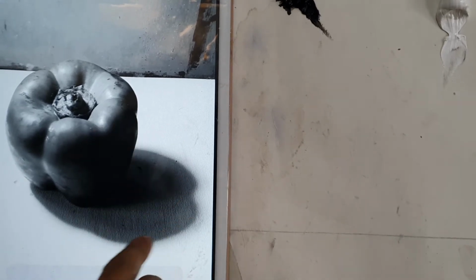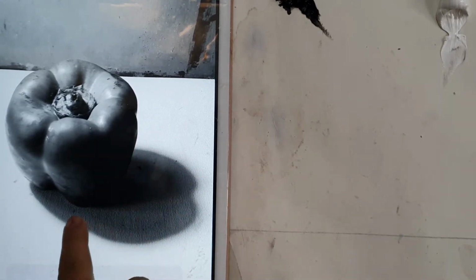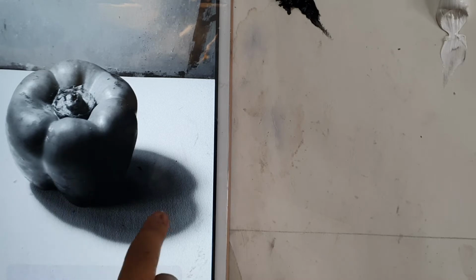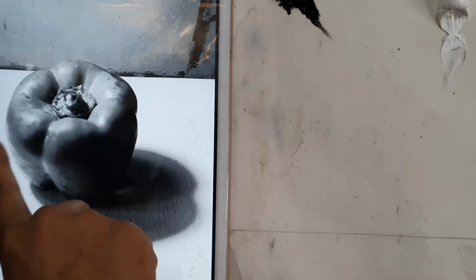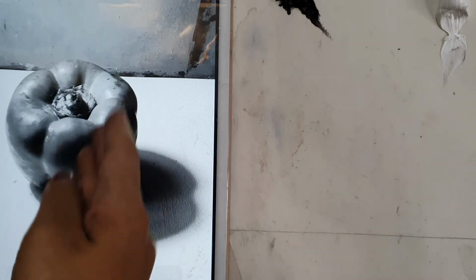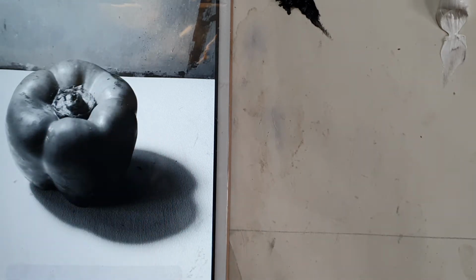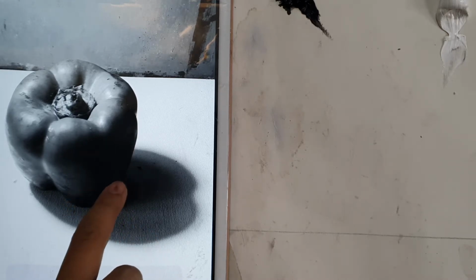This shadow shape, this whole place, is the cast shadow. The object casting a shadow. Remember the sphere? This is your form shadow, right? This is where the terminator is happening. Terminator or the core shadow, which is the darkest. Reflected light, we're not seeing a lot here. There's slight, but it's almost not there.